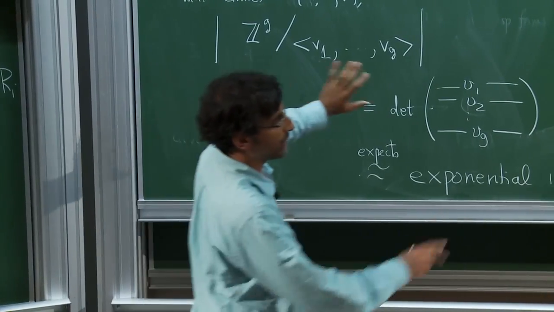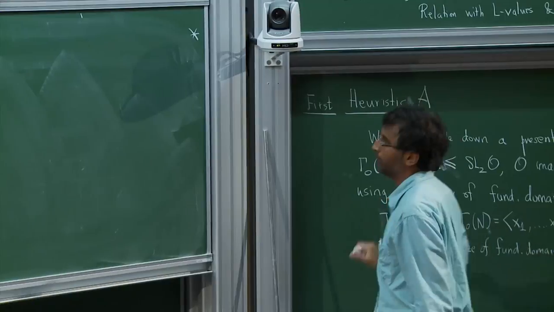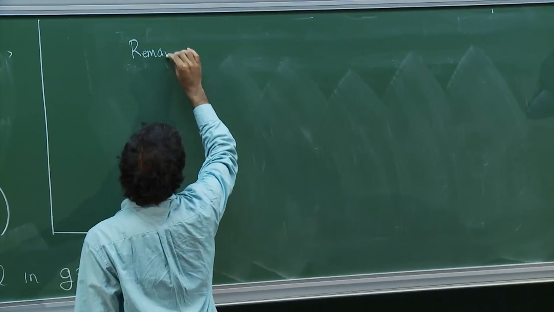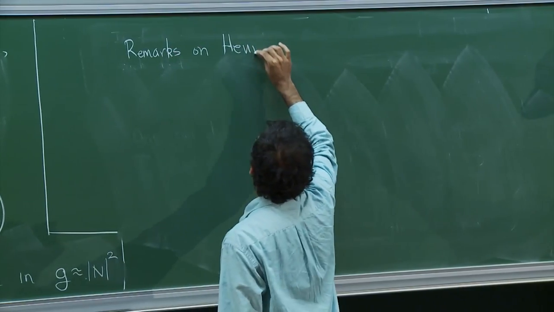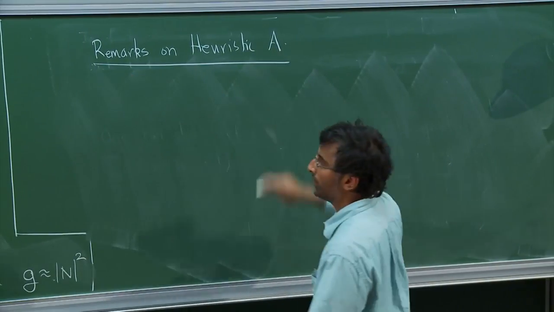Okay, so this is a statement of this heuristic. Now let me make some remarks. Let me call this heuristic, heuristic A, because there'll also be a heuristic B. So, remarks on heuristic A. I guess I'll probably only have time to make one of these. There are two comments I want to make about it.